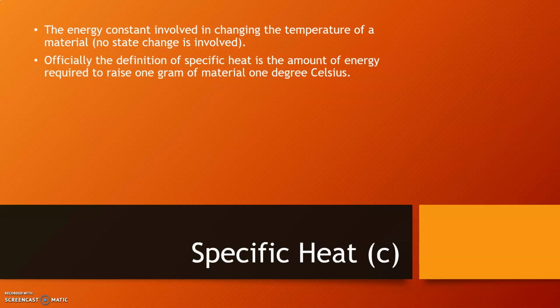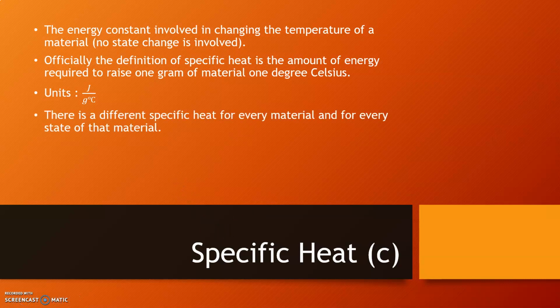Officially, the definition of specific heat is the amount of energy required to raise 1 gram of material 1 degree Celsius. So notice that you have 3 units in there. I've got energy, I've got mass, and I've got temperature change. So the units for specific heat are joules per gram per degree Celsius.